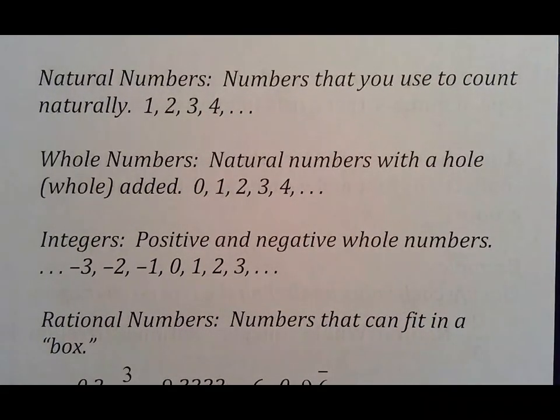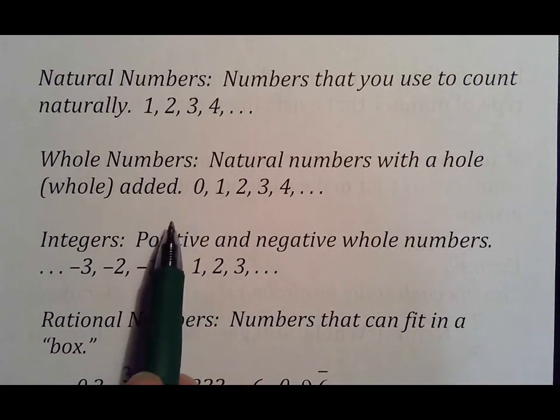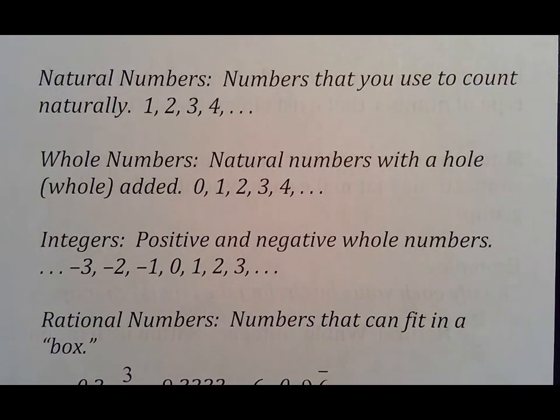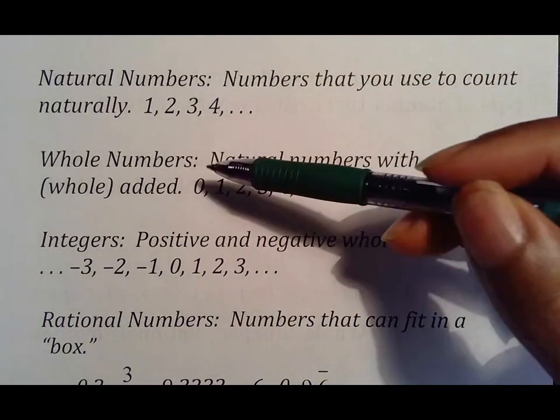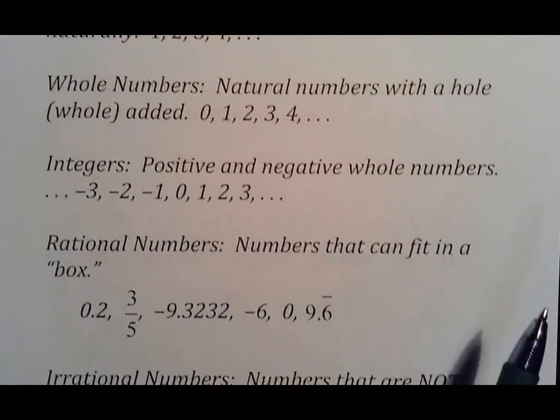Whole numbers. The way I think about whole numbers is natural numbers with a hole in it. In other words, a 0. 0 would represent a hole, so a whole number starts at 0 and then it counts all your natural numbers from there. So the difference between natural numbers and whole numbers is that the whole numbers have the hole, the natural numbers start at 1.